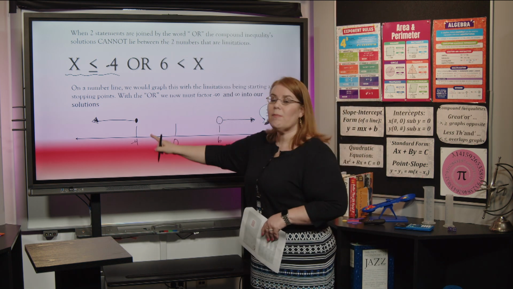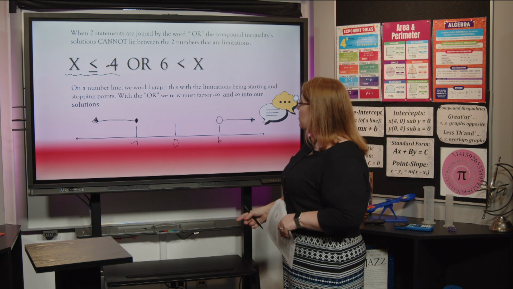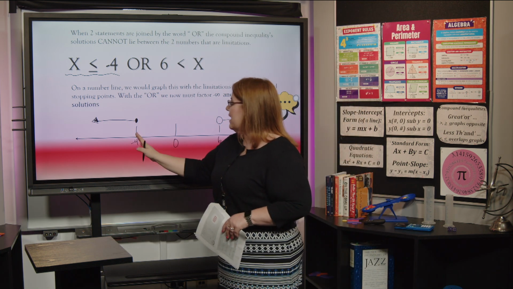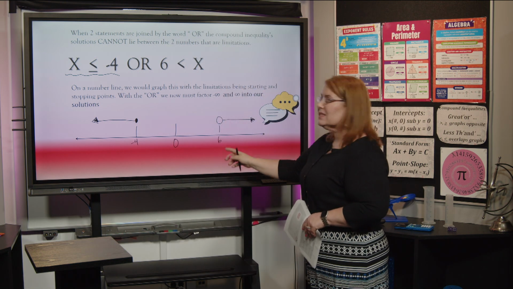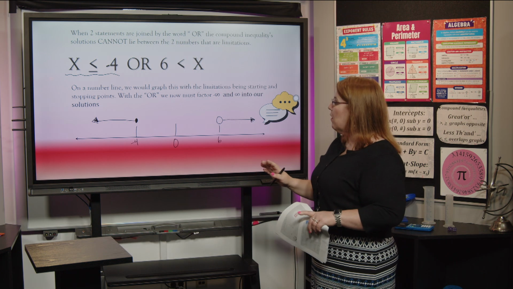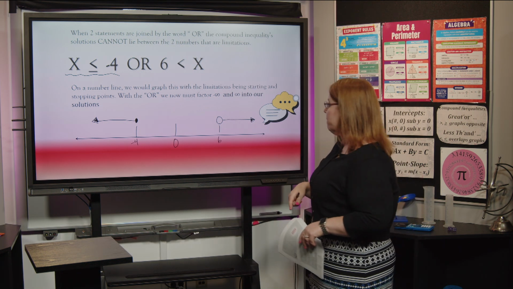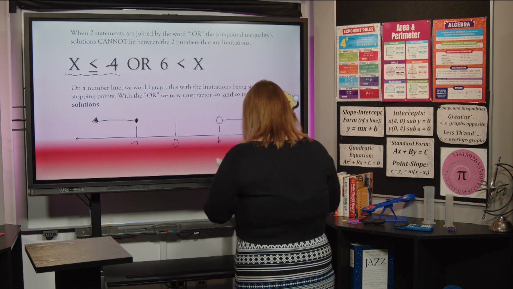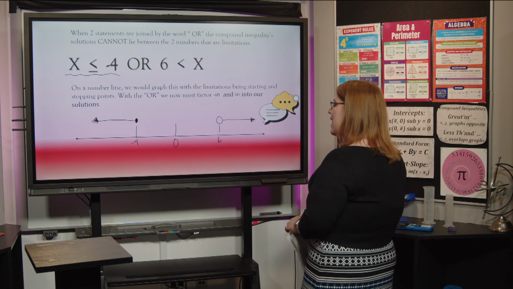My unknowns cannot be between -4 and 6. They just can't be there. So then they can either be -4 and smaller, or they can be bigger than 6, not necessarily the number 6. Okay, so it's either or. It cannot be both. All right, so then it says we also need to think about infinity and negative infinity.